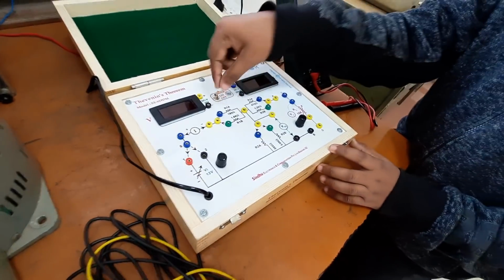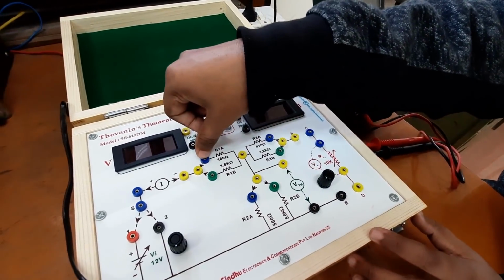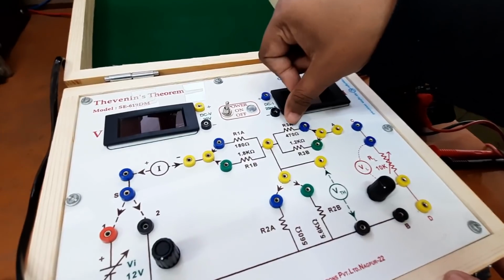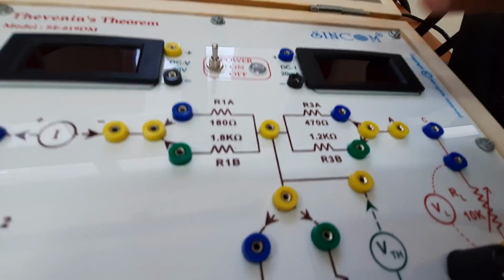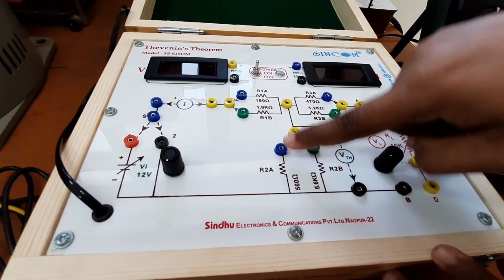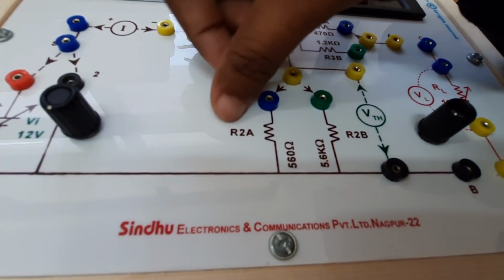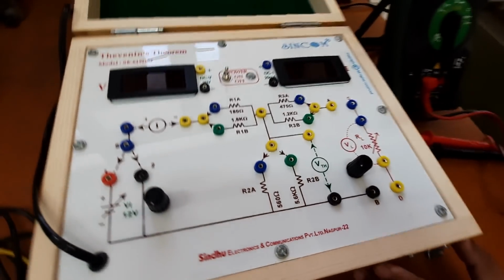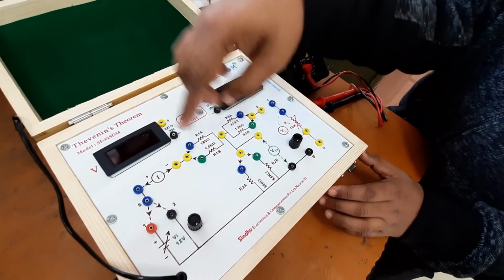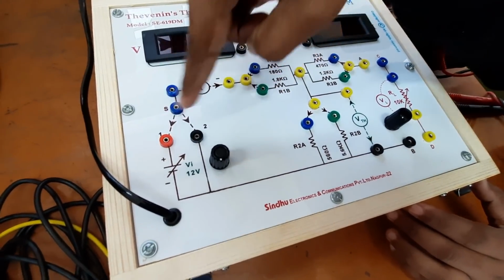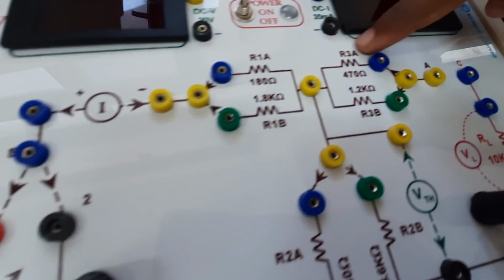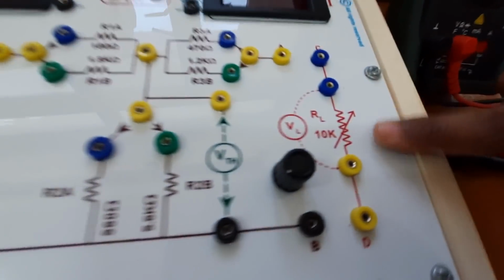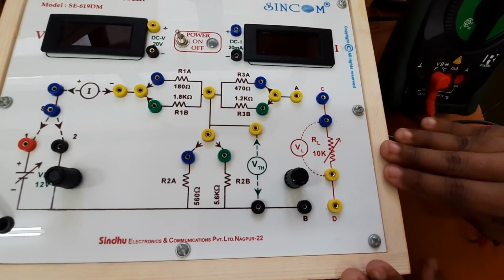And this circuit has a 180 ohm resistance, and this one, R3A, has 470 ohm. And this branch, R2A, is 560 ohm. So here we will use two circuits, or once we use this one circuit, that is nothing but VI, R1A, R3A, and R2A and load. Okay, so now we start the connection.